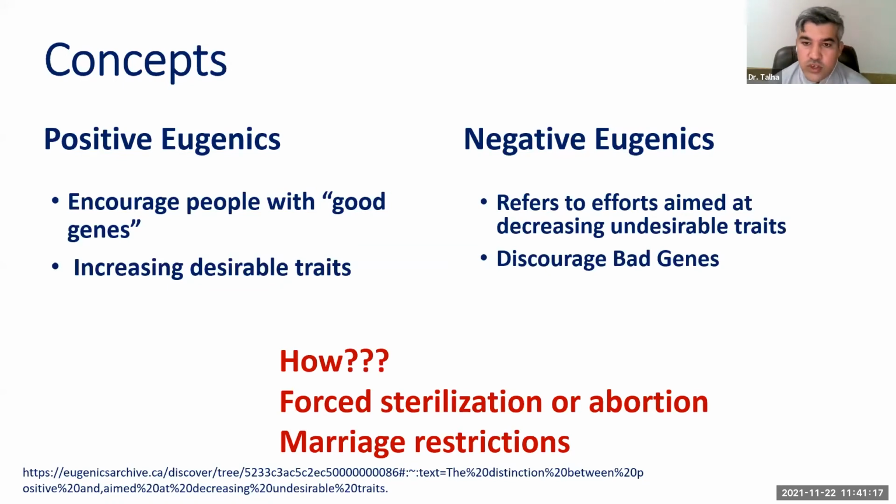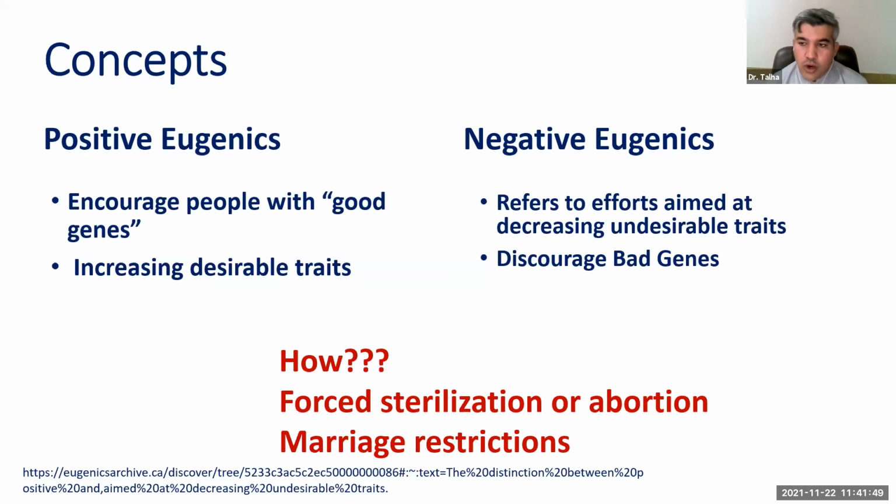In positive eugenics, you encourage the good genes, the desirable traits, for example tallness or some colors or something. There is a desirable trait for someone, and then you allow it to flow through all of society. And then negative eugenics refers to efforts aimed at decreasing undesirable traits. You discourage the bad genes.